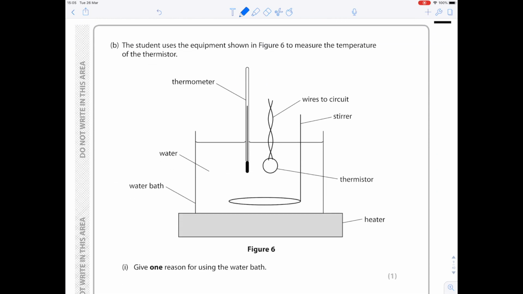B. The student uses the equipment shown in figure 6 to measure the temperature of the thermistor. Give one reason for using the water bath. This question could come up in biology. It's to ensure that the temperature remains constant.